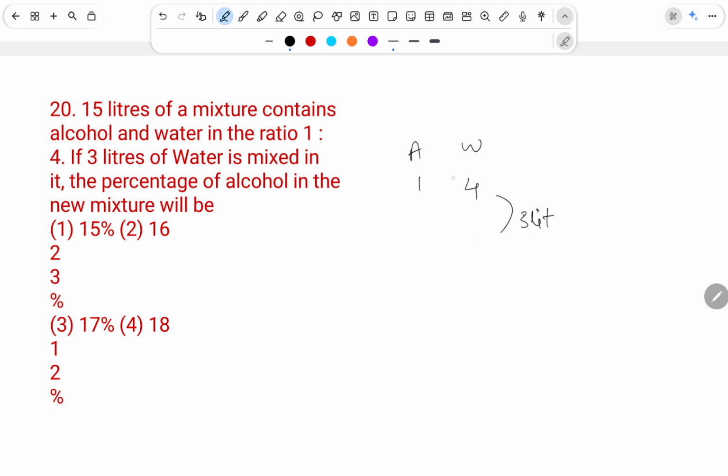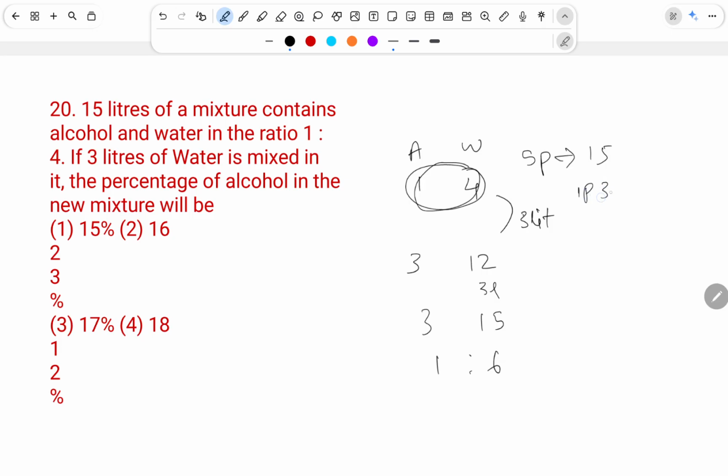Okay. So first of all, 15 liters means 5 parts is 15, then each part is 3 liters. 3 and 12. Now newly water is added, 3 liters. So it becomes 15 and 3, 15. The ratio is 1 is to 6. Or simply, 5 parts is 15.